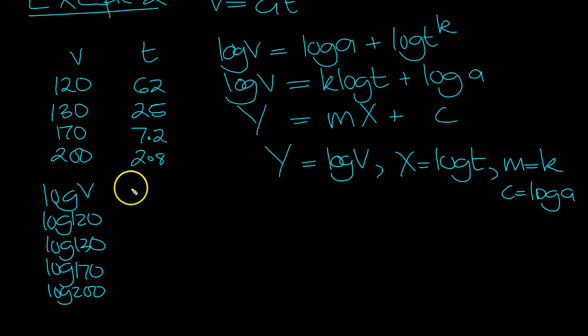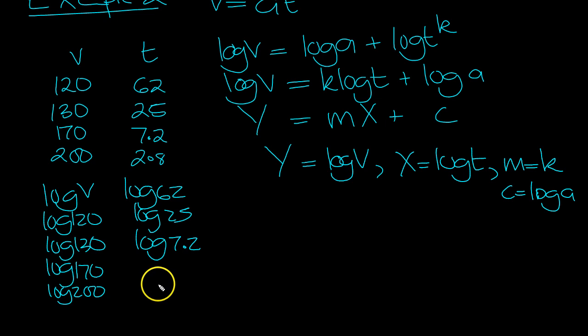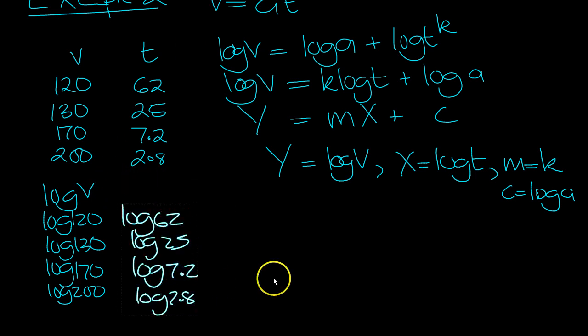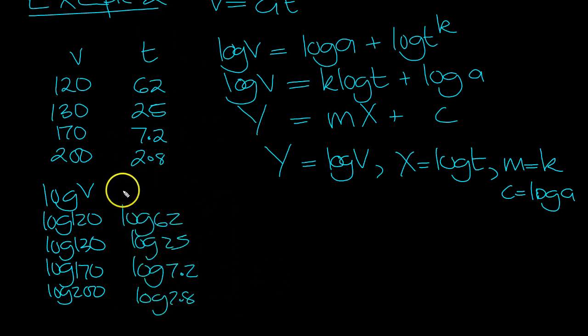And this would be log t: log 62, log 25, log 7.2, and log 2.8. So that's those four. Try and get them in the right positions. And this would be log t. This is y. This is x.